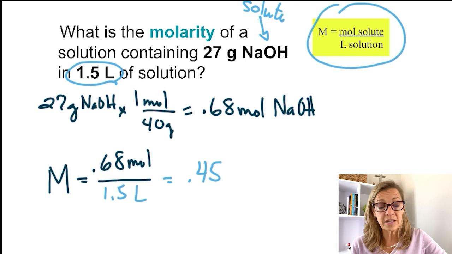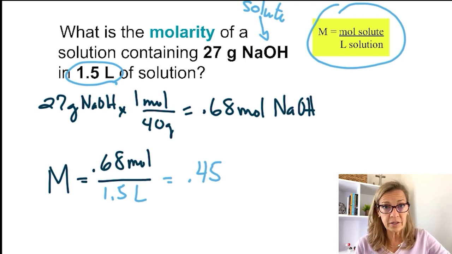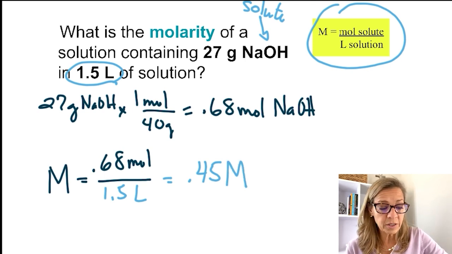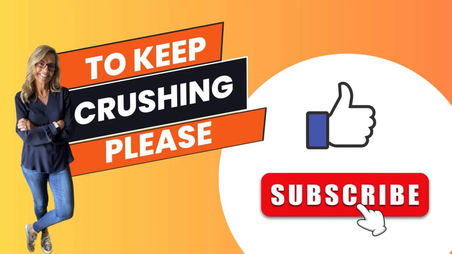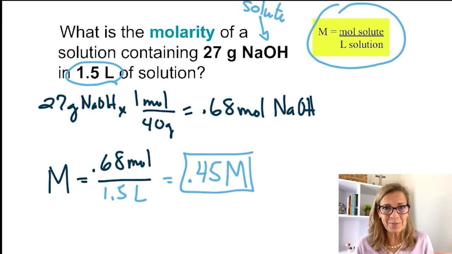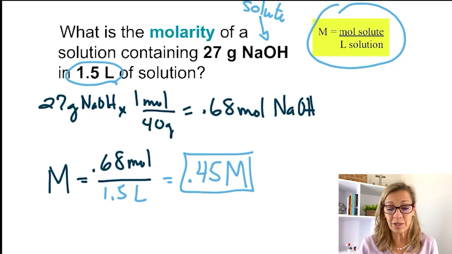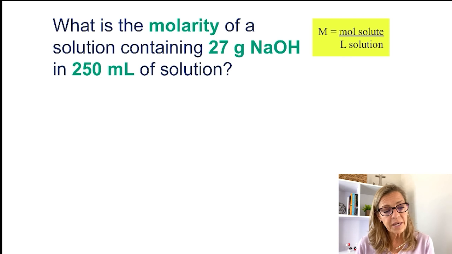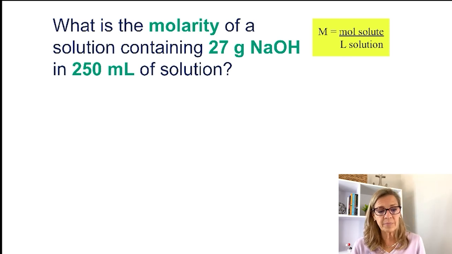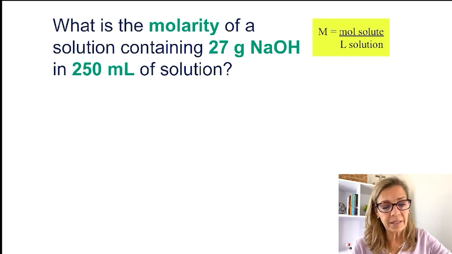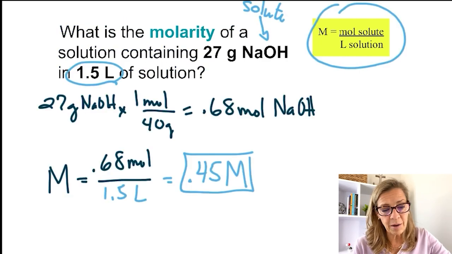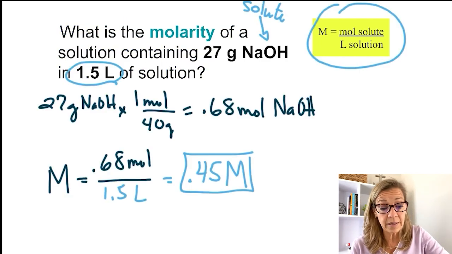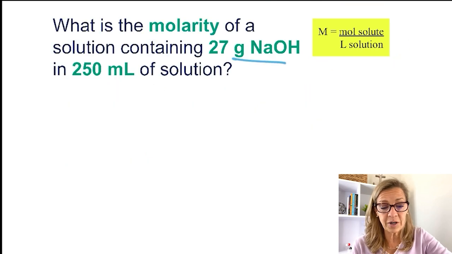Now, what are our units? We could either use moles per liter, that's fine, or our symbol molarity, or capital M, means moles per liter. So either way, that is concentration in molarity. Let's look at a similar problem, but this time we've got milliliters. Well, I had that same quantity in our last problem, so that's 0.68 moles of sodium hydroxide.